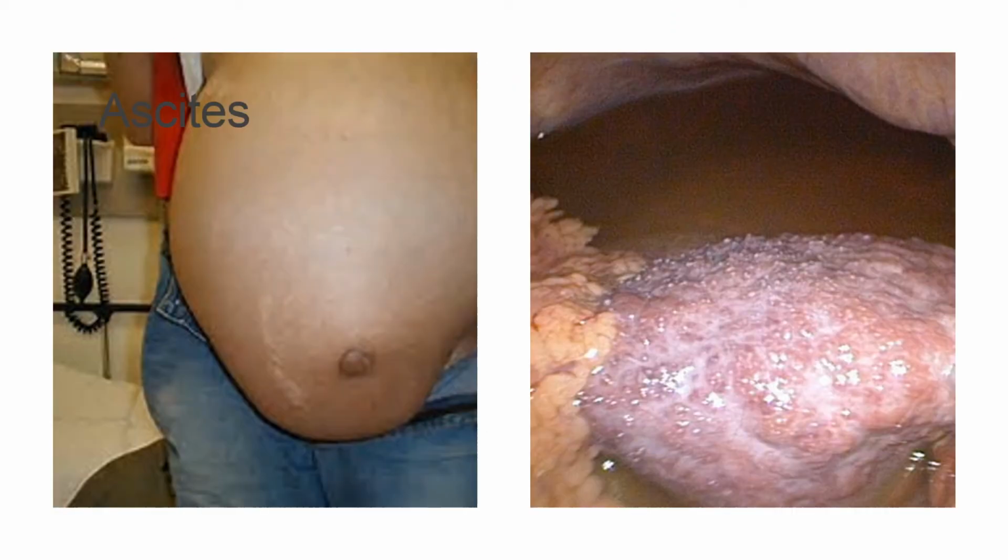And these slides show examples of ascites. The second slide, the slide on the right, shows what an enlarged liver in the peritoneal cavity looks like.